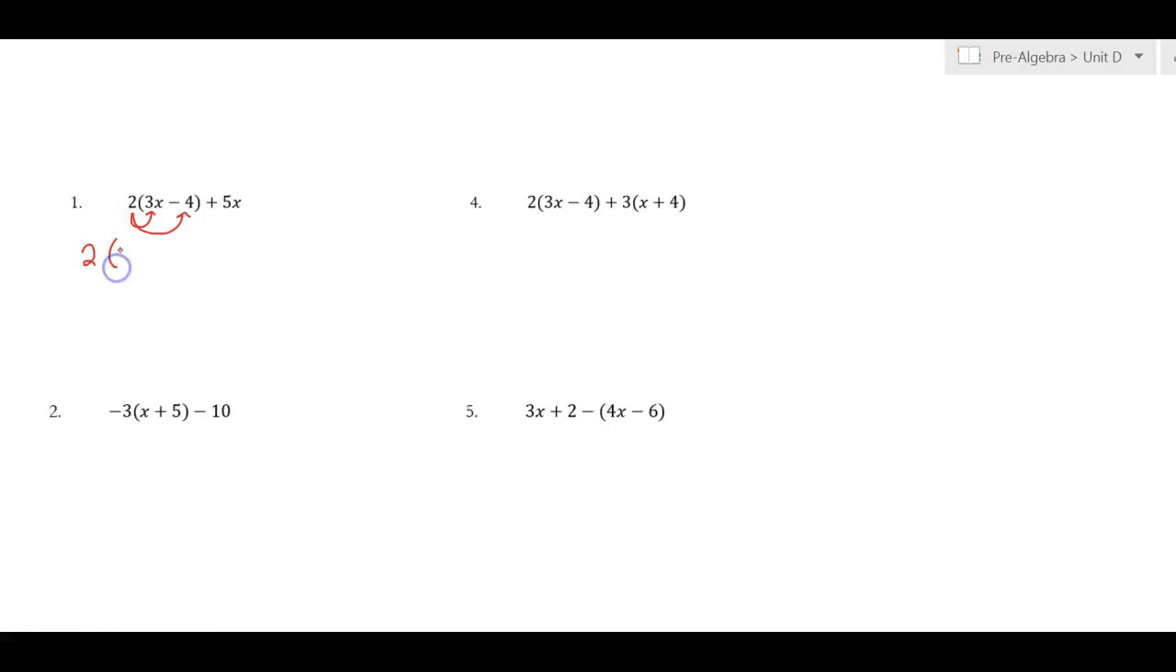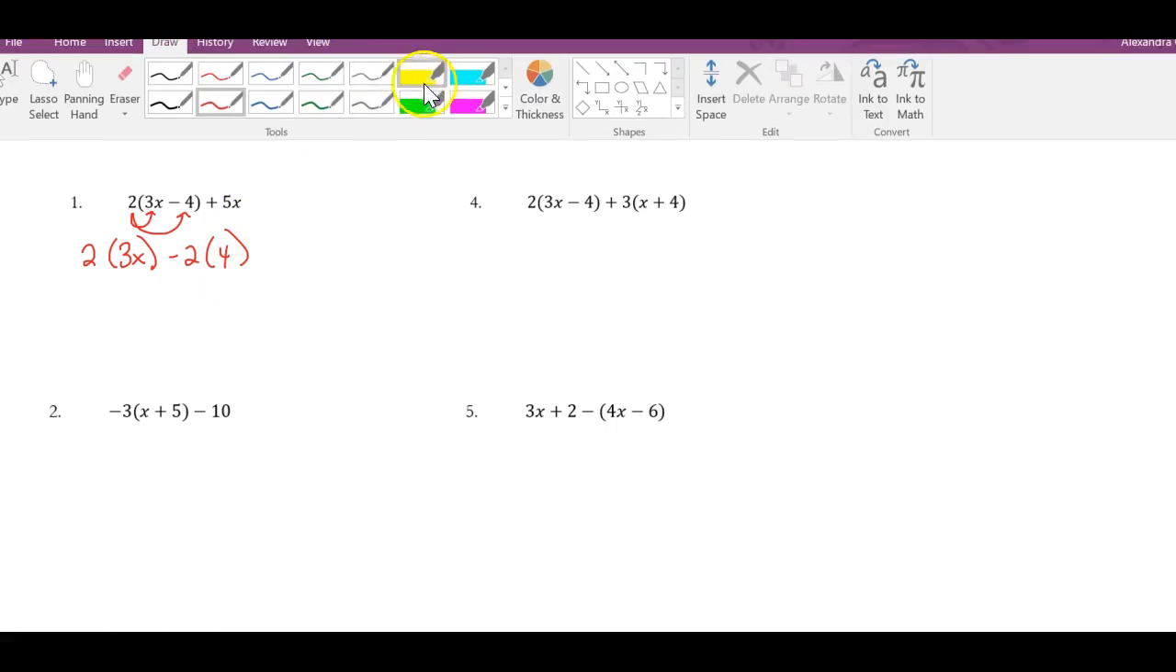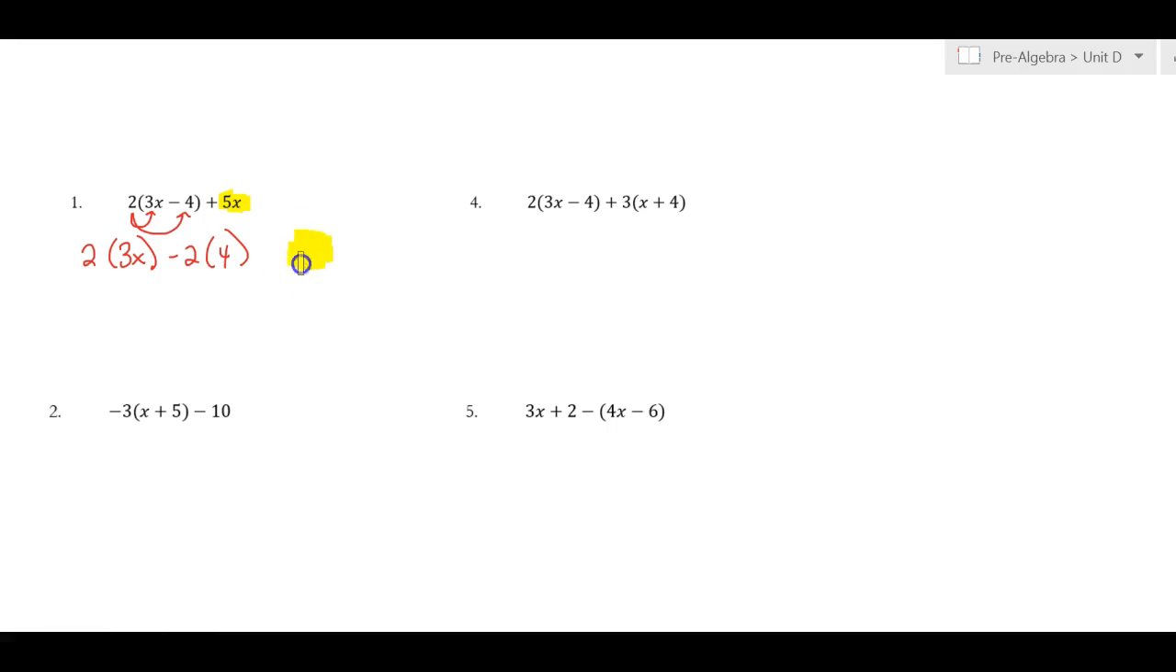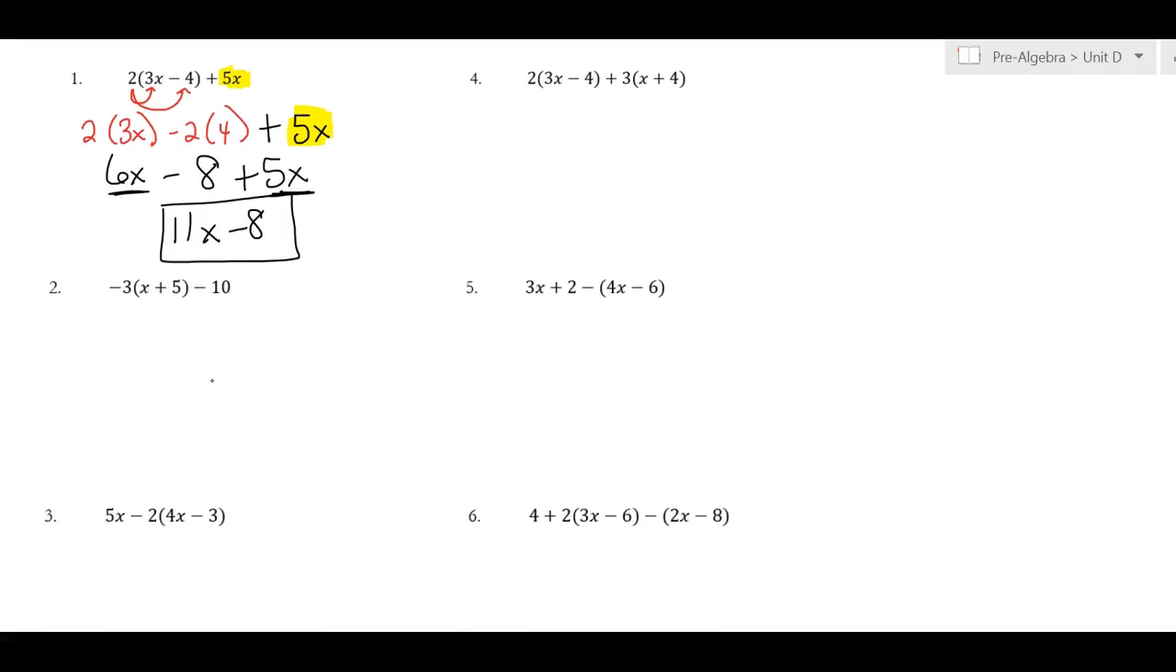So it becomes 2 times 3x minus 2 times 4. And then this, I don't do anything with it. I just bring it straight down because there's nothing to do with it. And now you're going to simplify. 2 times 3x is 6x. 2 times 4 is 8, but I need to bring that negative down. And then I have a 5x. Now I look to see what can go together, and a 6x and a 5x can go together, so I get 11x minus 8.